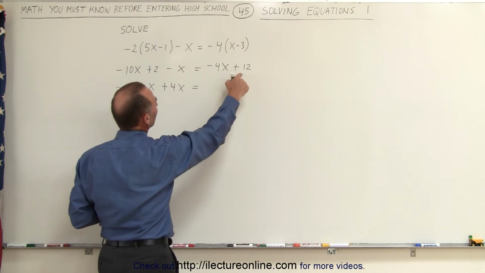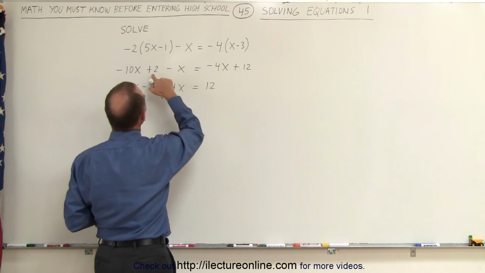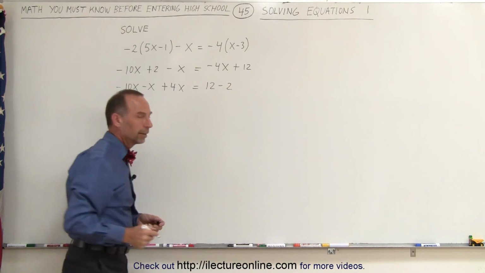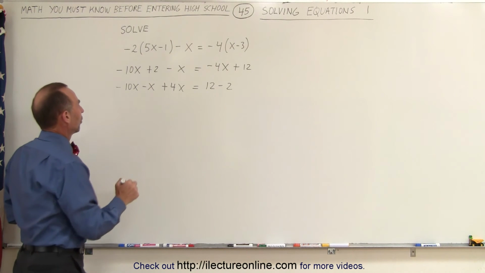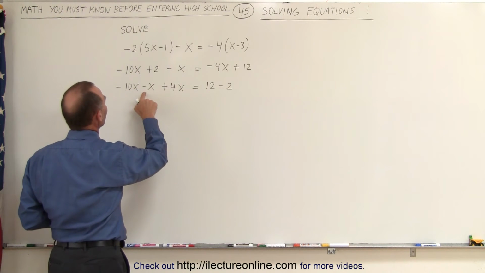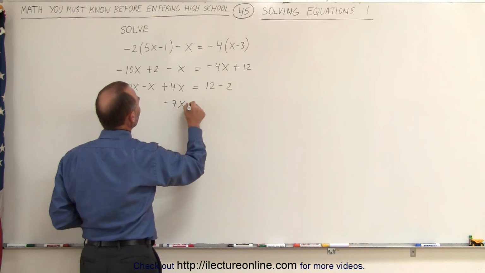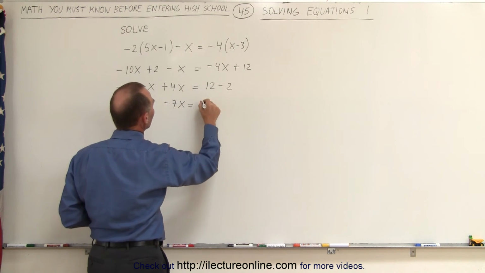Right? The equal sign there, we still have the 12, and then the plus 2 goes across the equal sign, becomes a minus 2. Now we can combine like terms. Minus 10x minus 11x plus 4x, that would be a minus 7x equals 12 minus 2, which is a positive 10.